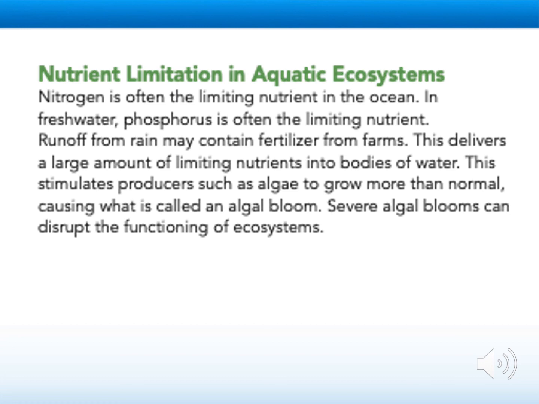Runoff from rain may contain fertilizer from farms. This delivers a large amount of limiting nutrients into bodies of water. This stimulates producers such as algae to grow more than normal, causing what is called an algal bloom. Severe algal blooms can disrupt the functioning of an ecosystem.